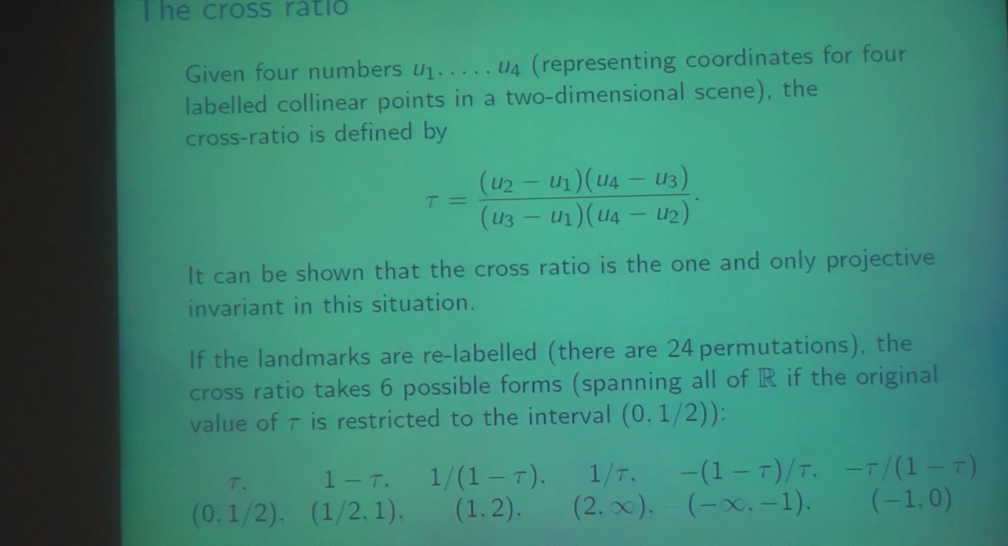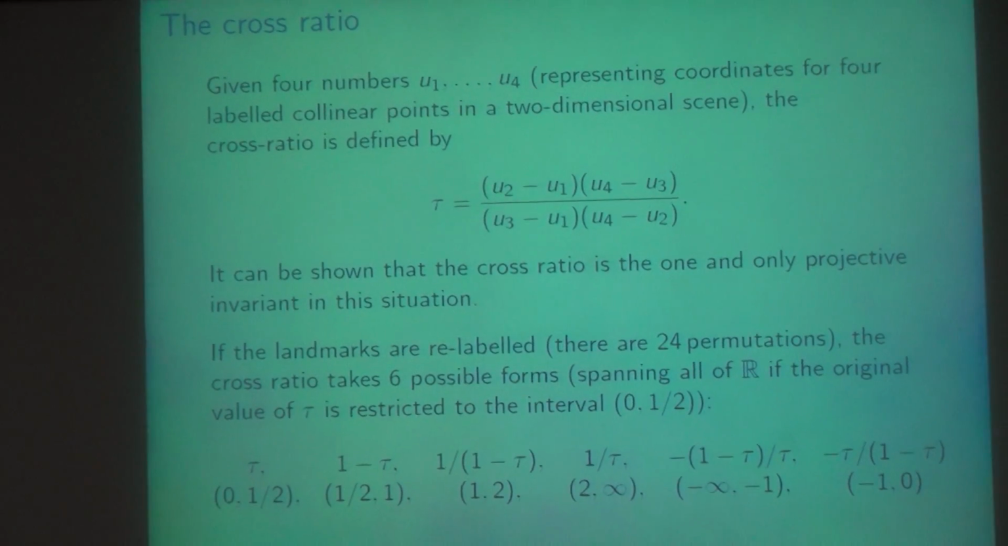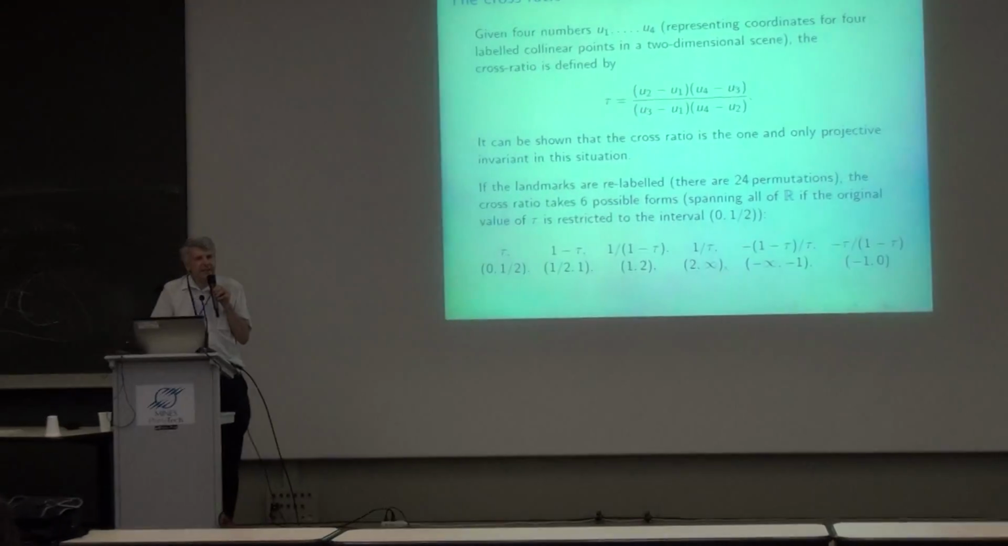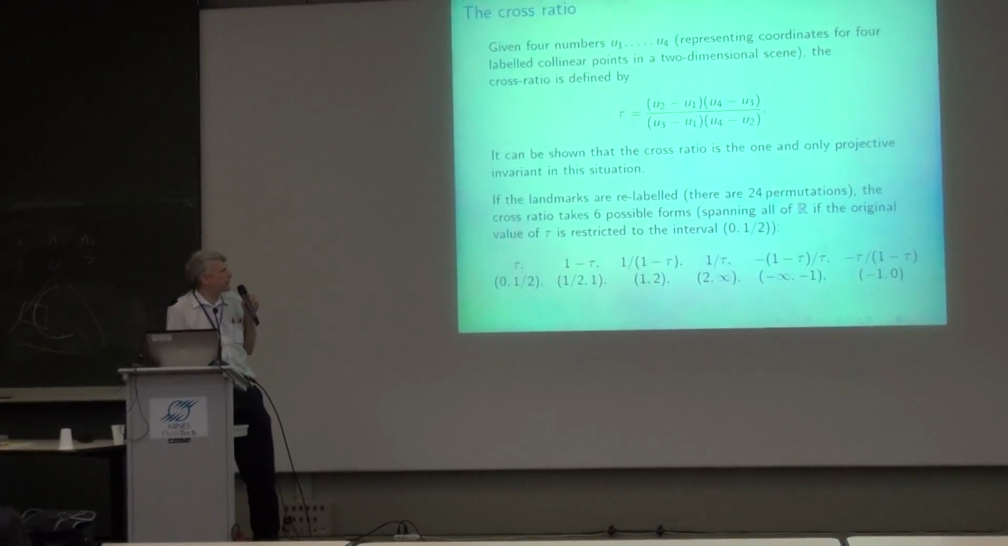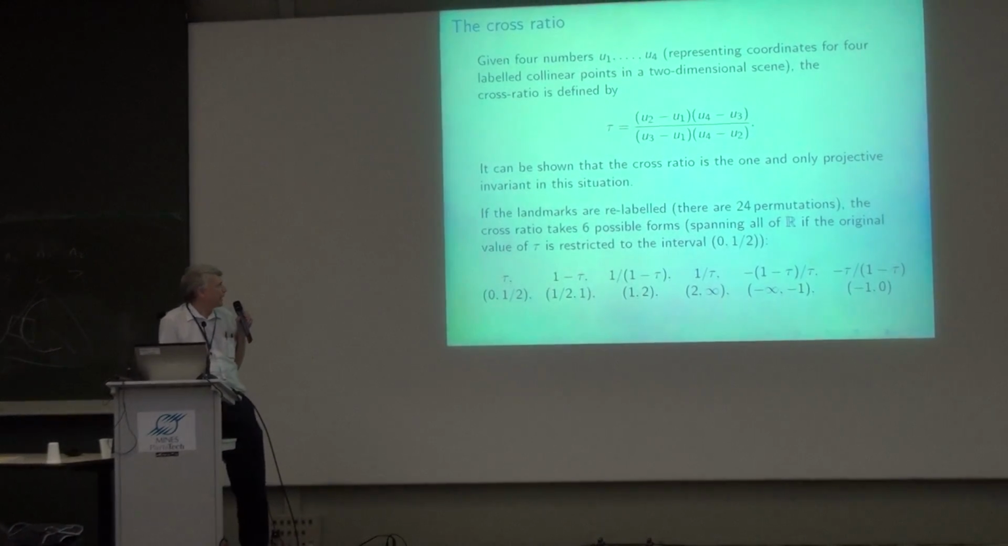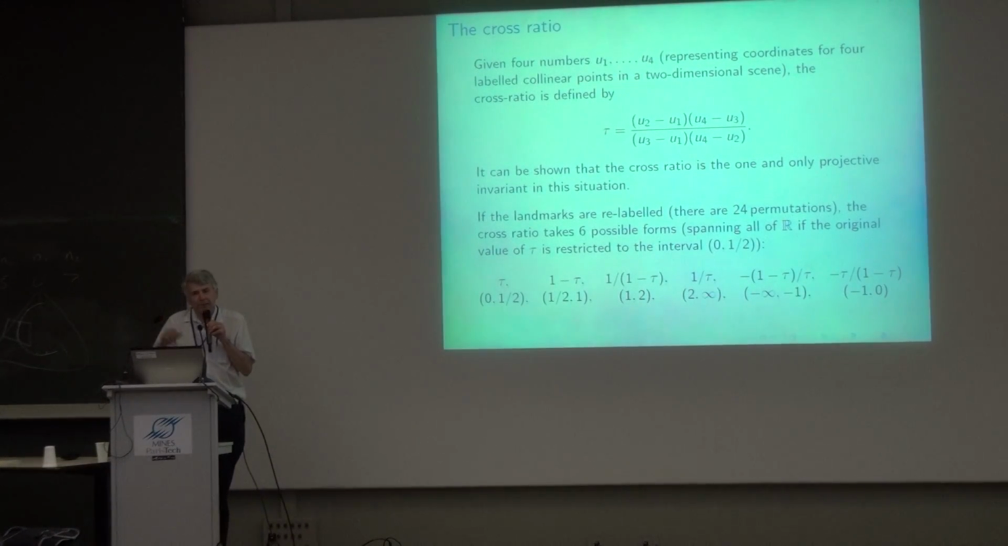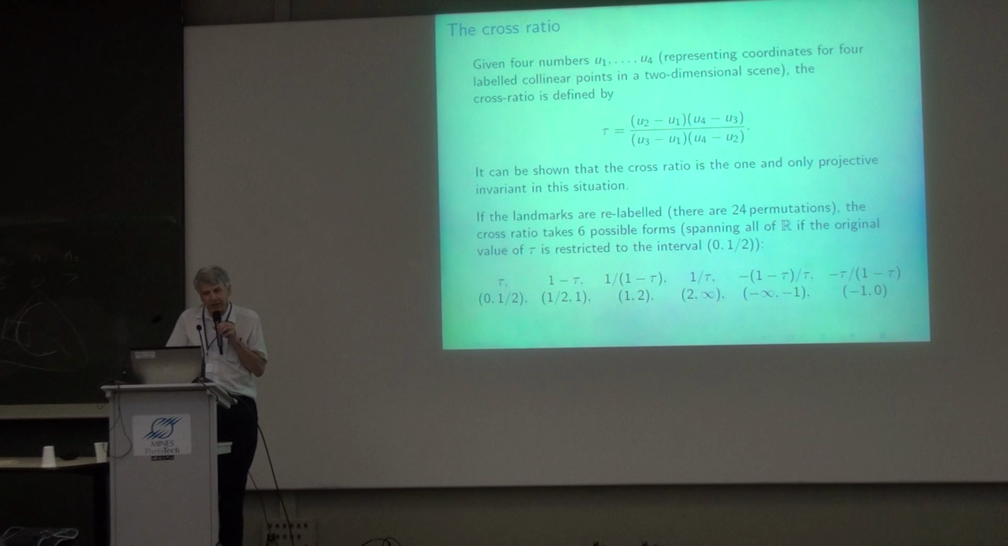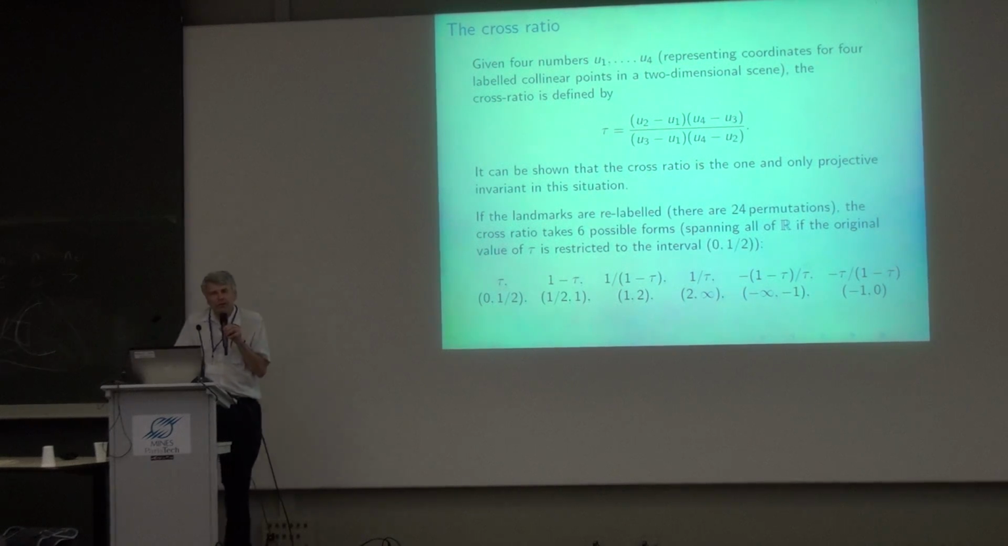So I've taken the ratio of these products of differences, that's the cross ratio, and that's the feature that's invariant to my particular choice of camera view. And it can be shown that that's the one and only projective invariant in this situation. But which landmarks I call 1, 2, 3, 4 respectively is to some extent arbitrary. And you can ask what happens to the cross ratio if you were to relabel these landmarks.